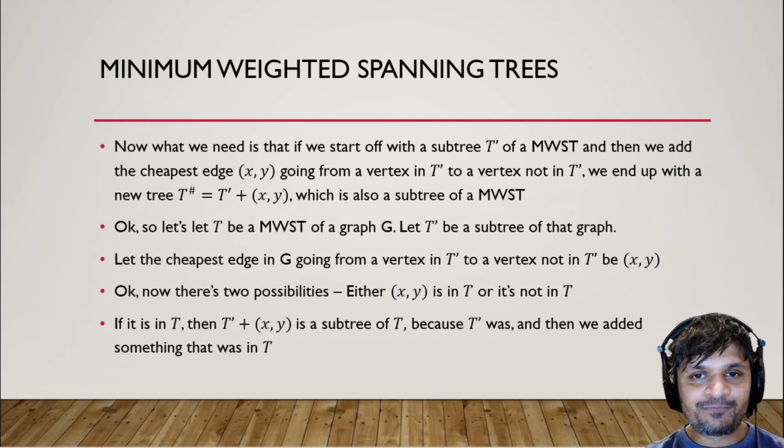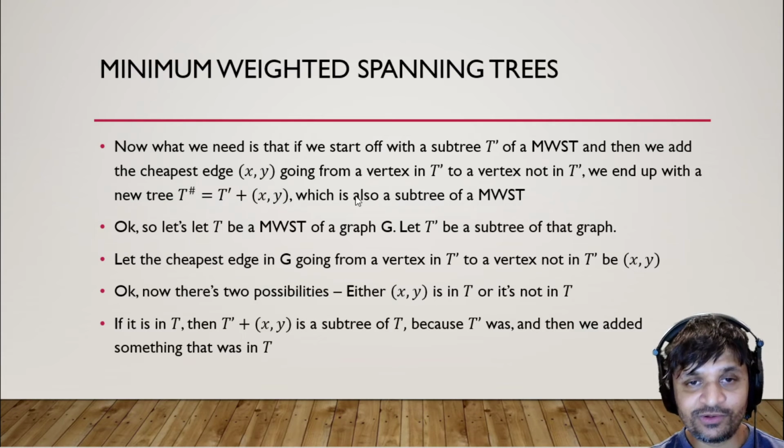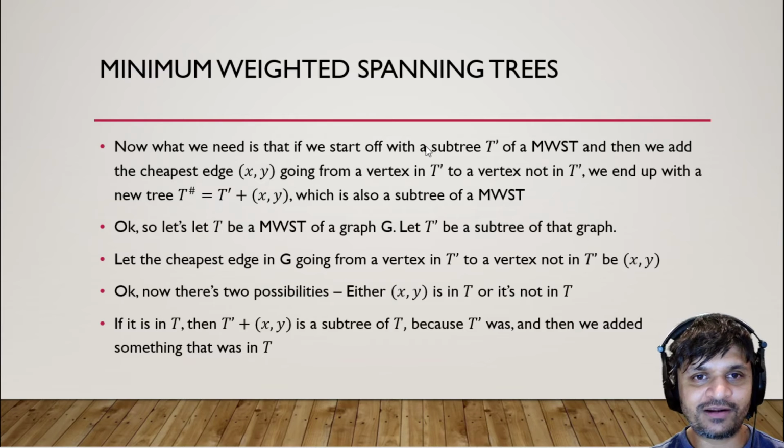Okay, so if we start with a subtree T prime of a minimum weighted spanning tree, and then we add the cheapest edge xy, which goes from a vertex in T prime to a vertex not in T prime, we end up with a new tree T hash, which is equal to T prime plus xy, which is also a subtree of a minimum weighted spanning tree. Okay, so let's let T be a minimum weighted spanning tree of the graph G, and let T prime be a subtree of that graph.